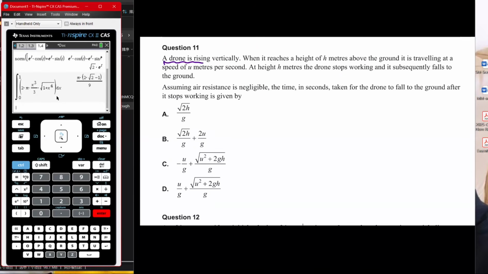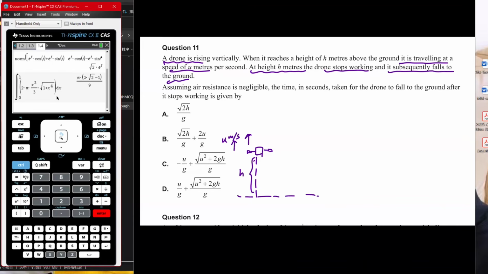Okay, a drone is rising vertically. When it reaches the height of h meters above the ground, it is traveling at a speed of u. So this is a SUVAT problem, I suppose. This is h meters, and here, this is u meters per second. At the height h meters, the drone stops working, so it subsequently falls to the ground. Suppose the air resistance is negligible. We only have the acceleration equal to minus g, or minus 9.8.